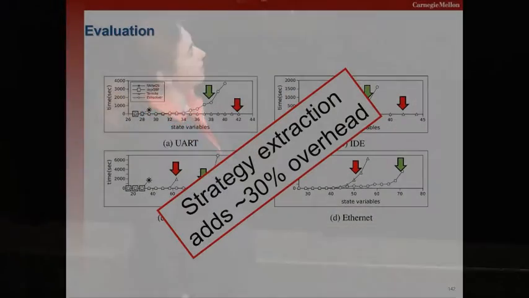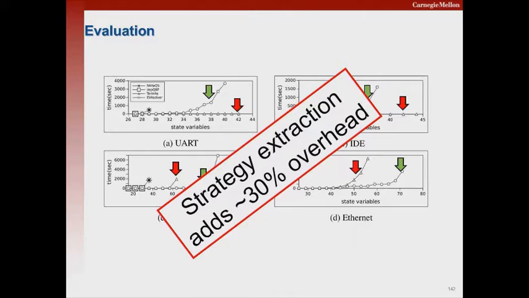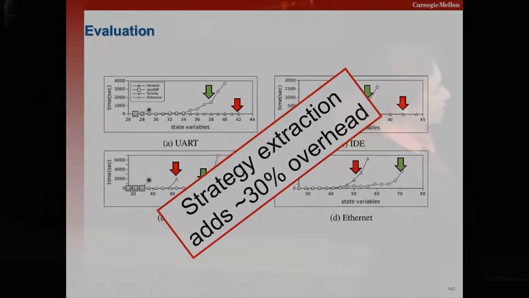And if we add strategy extraction, it introduces 30% overhead because we use interpolants, which is still very good because competitors might get 40%, 400% overhead. So 30% is not really bad.